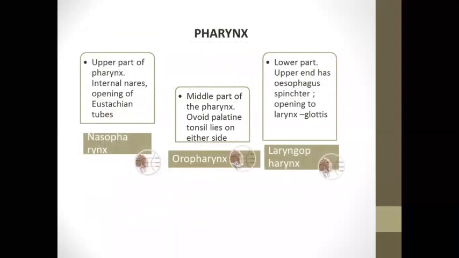Now coming on to the pharynx. Initially we started off with the mouth, that is the alimentary canal, and now we are moving on to the pharynx. The pharynx is of three types: the nasopharynx, oropharynx, and the laryngopharynx. In this picture you could see that I've given a very small representation. This is the nasopharynx, then the middle part is called the oropharynx, and the laryngopharynx is present at the end, at the esophageal sphincter.